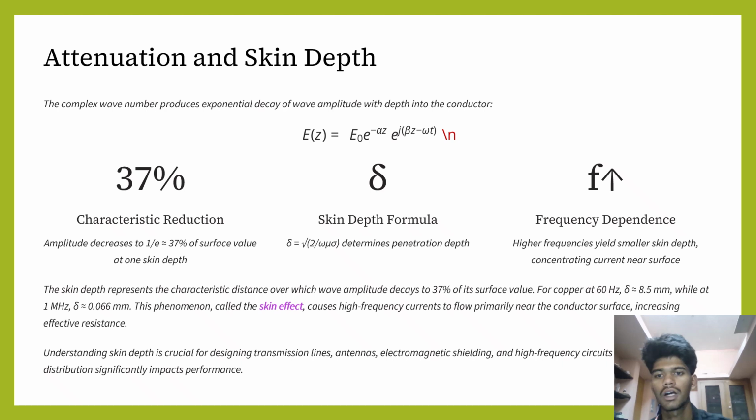For copper at 60 Hz, delta is approximately 8.5 mm, while at 1 MHz, delta is approximately 0.66 mm. This phenomenon is called skin effect, which causes high frequency currents to flow primarily near the conductor surface, increasing effective resistance.